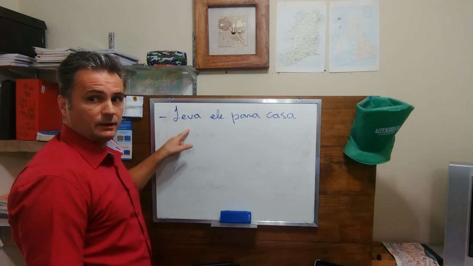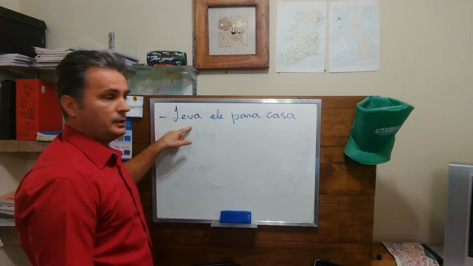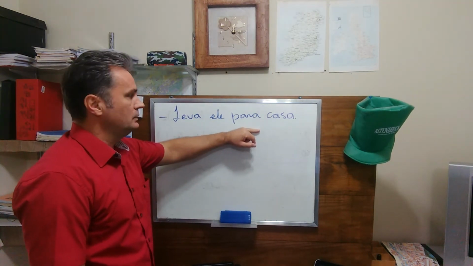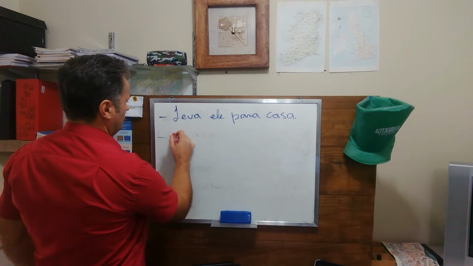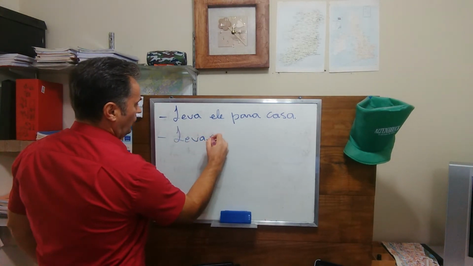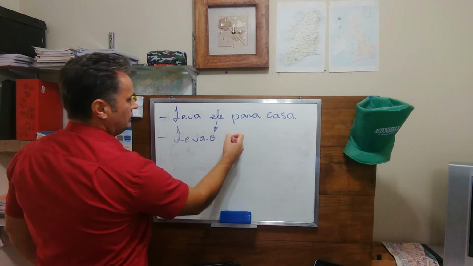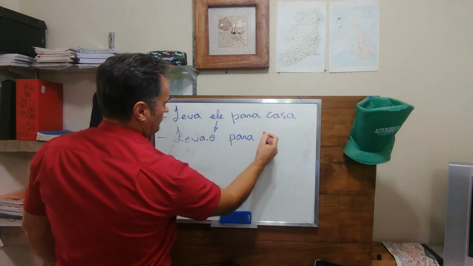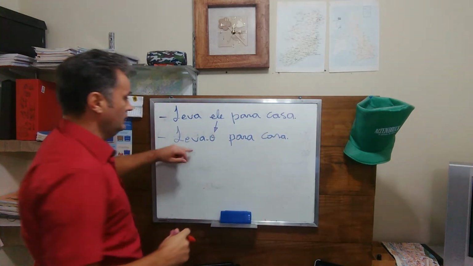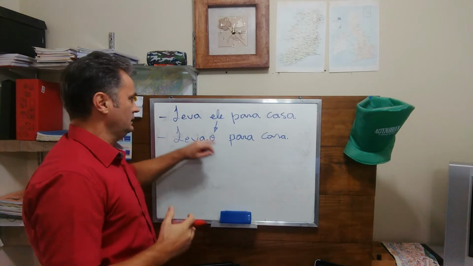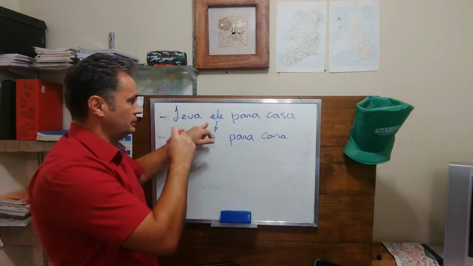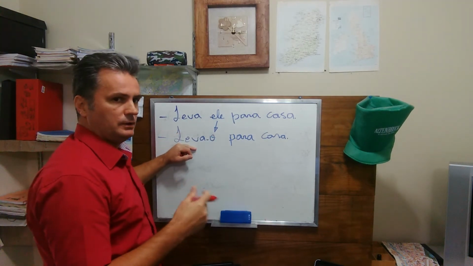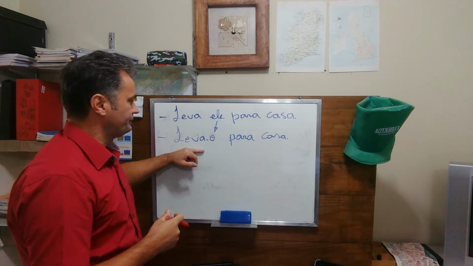Leva ele para casa. This means take him home. Okay? Informal Portuguese. The grammatical form would be leva-o para casa. But again, this is the real thing, what we're going to hear in an everyday conversation, and this is the right way to say it, okay, and to write it.